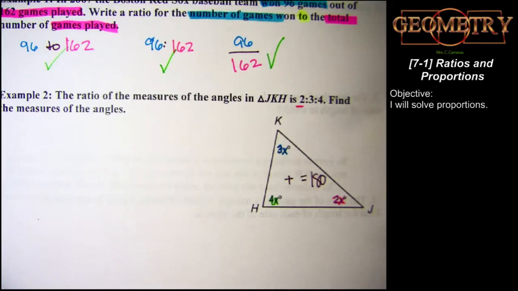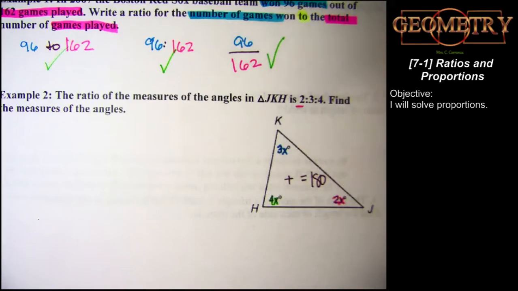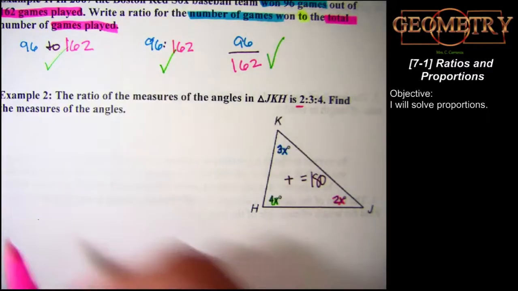These are the ratios of how the angles are related. This is 2 times some number, that same number times 3 gives me this one, and whatever that number is times 4 gives me this other one. It's a way to relate how big the angles are in comparison to each other. So if I need to find the measures of the angles, I just add them up and set them equal to 180 and start solving.